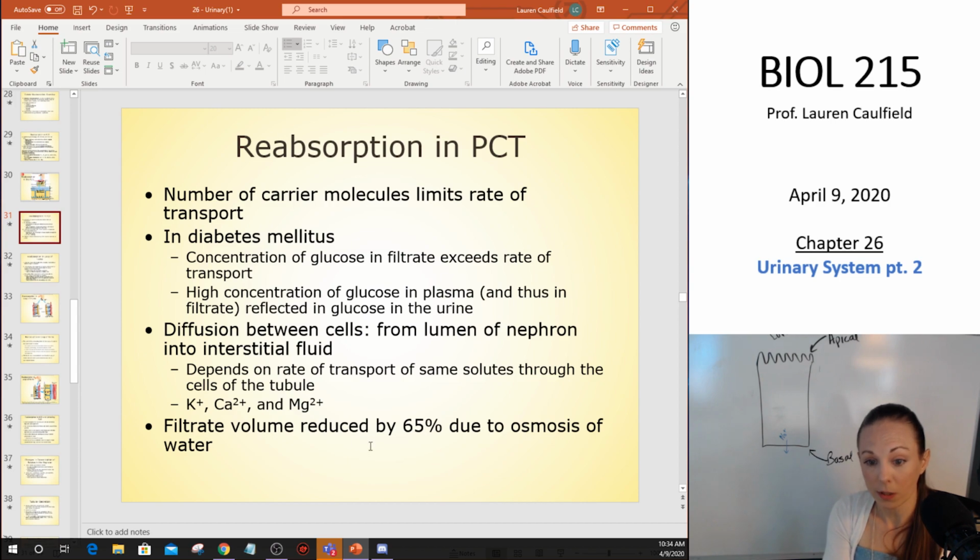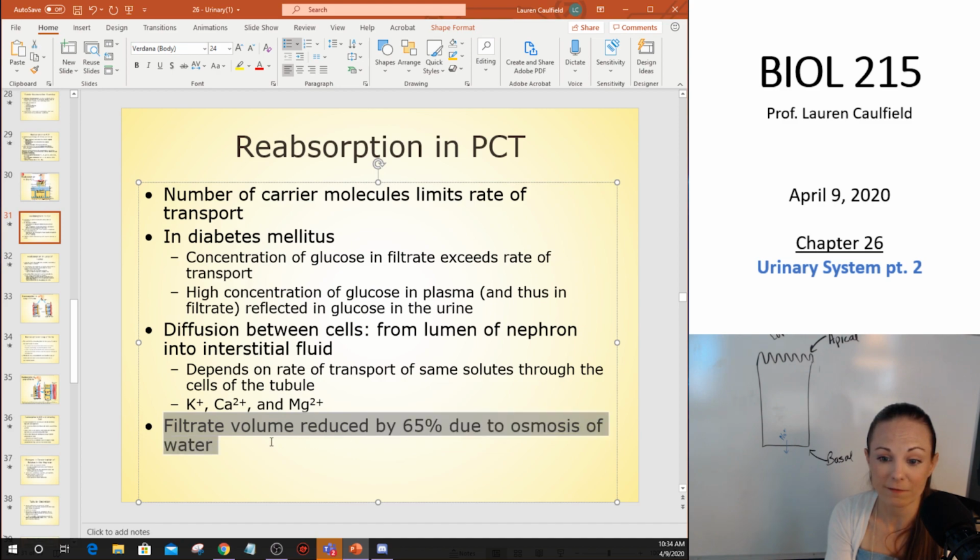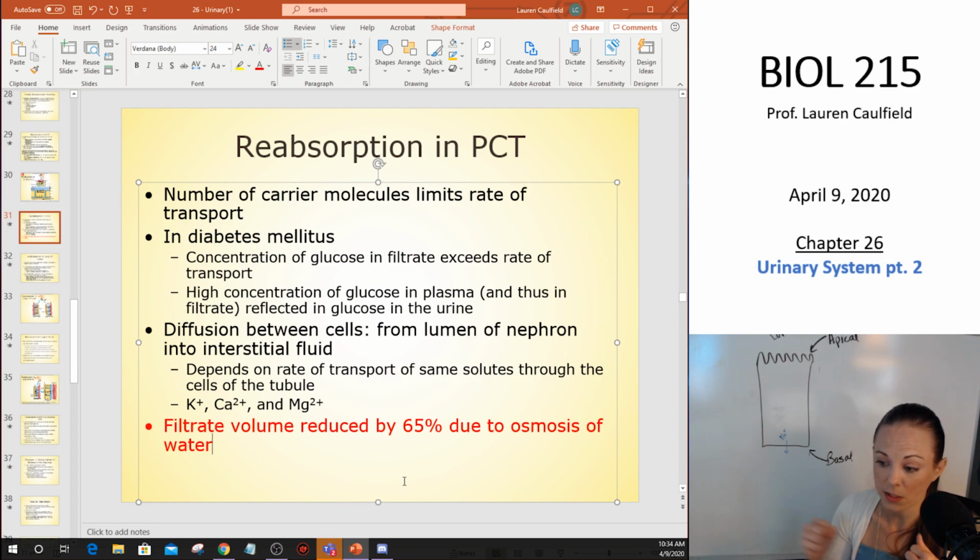All right, so the other important thing that is happening here is that our filtrate volume is reduced by 65% due to that movement of water through osmosis. So almost all of our water that is going to be reabsorbed is going to be reabsorbed at the level of the proximal convoluted tubule.